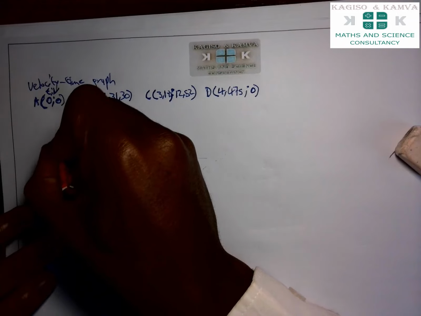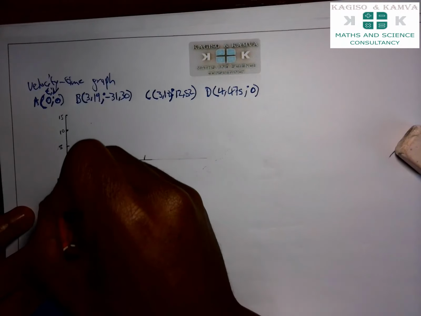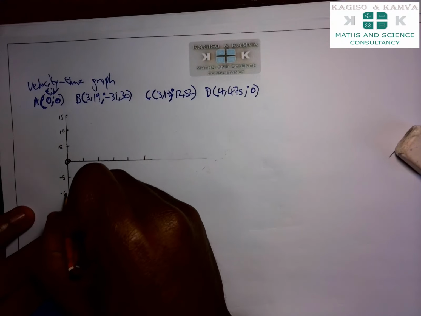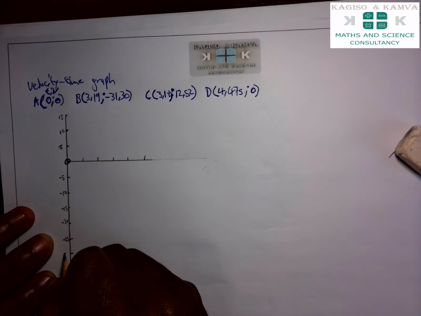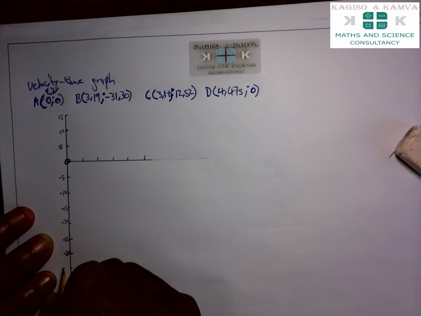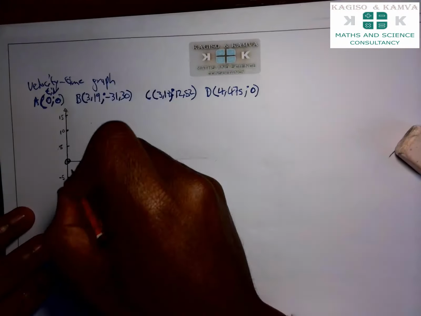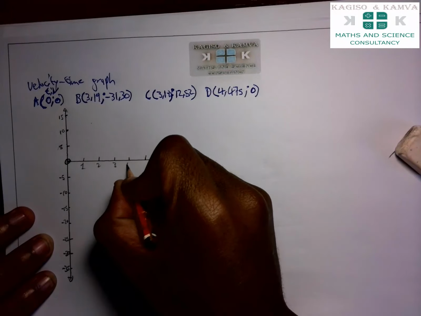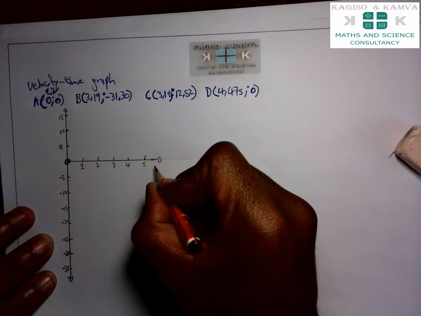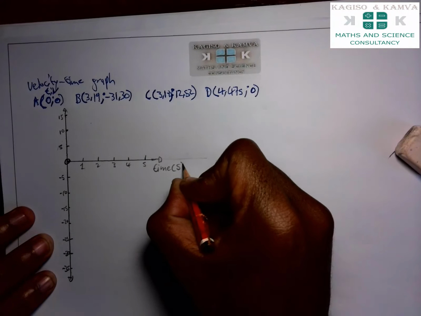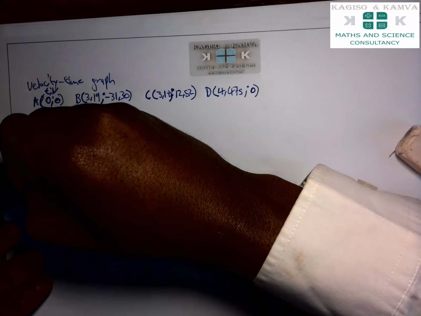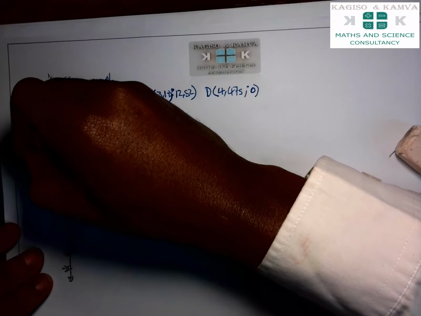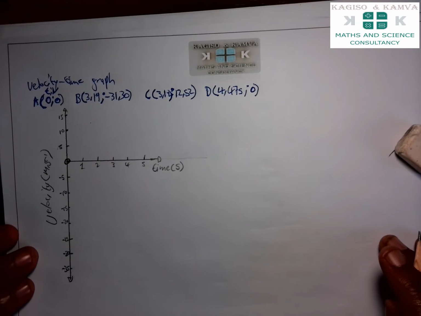So this is going to be, say, 5, 10, 15, negative 5, negative 10, negative 15, negative 20, negative 25, negative 30, negative 35. This is going to be 1 2 3 4 5. This is going to be time in seconds. Okay, this one is going to be the velocity, in meters per second. These are the units for velocity.